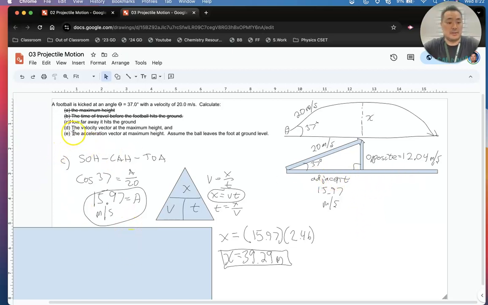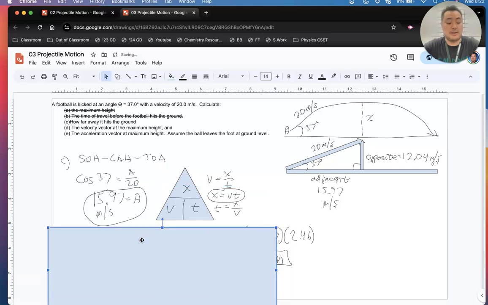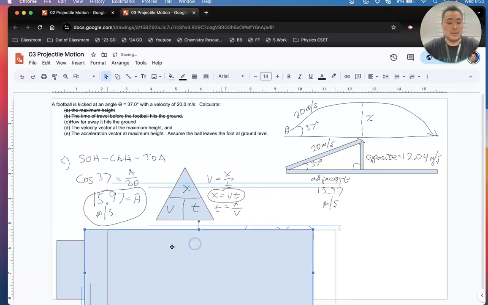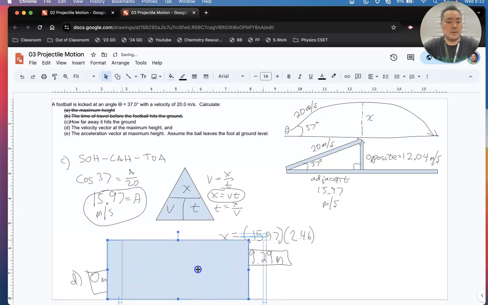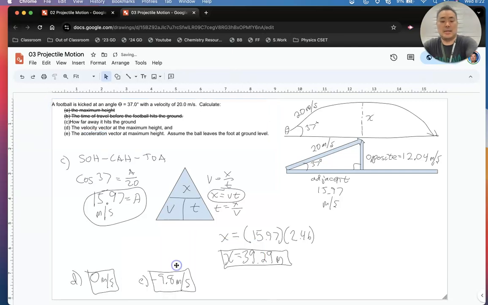Now to find letter C, the velocity at maximum height is going to be 0 because the ball stops moving upwards when it reaches maximum height, and then it starts falling back down. The acceleration vector at maximum height is always going to be gravity. When an object is falling or rising, the acceleration acting upon it is gravity, negative 9.8 meters per second.